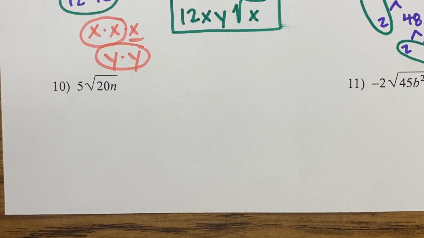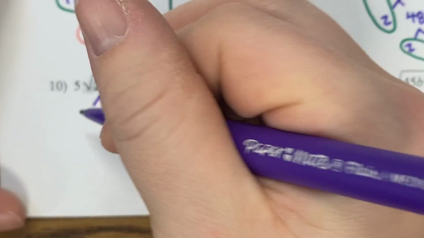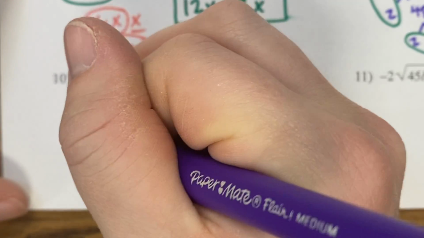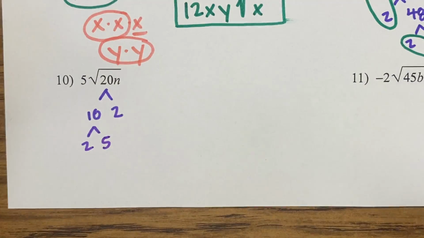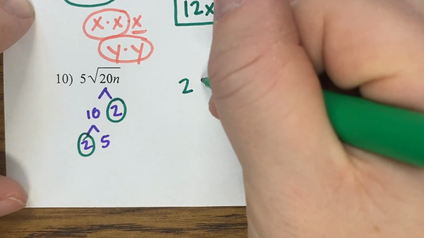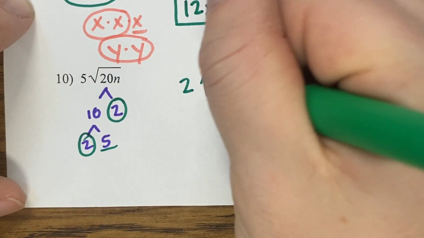So I have 20. Okay, so I want to break down 20. It can be divided by 10, so 10 and 2. Then I can break down 10 to 2 and 5. So I see I have a pair of 2's, 2 and 2. They got to pair up and leave. And then I have my 5 that had to stay in.